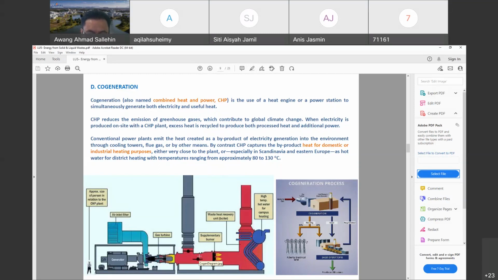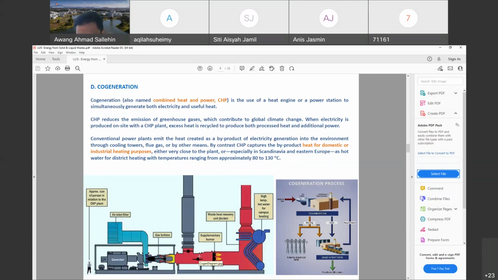A conventional power plant emits heat, created as the byproduct of electricity generation, into the environment through the cooling tower, and the flue gas or by any other means. However, with cogeneration or combined heat and power in place, this will help capture all the byproducts in the form of heat for domestic and also for industrial heating purposes. Either it is very close to the plant, or you can have this hot water for district heating, with the temperature ranging from 80 to 130 degrees Celsius.